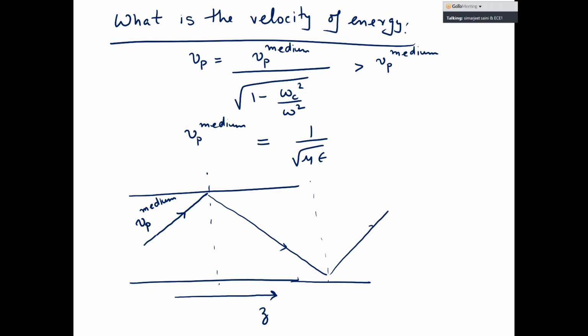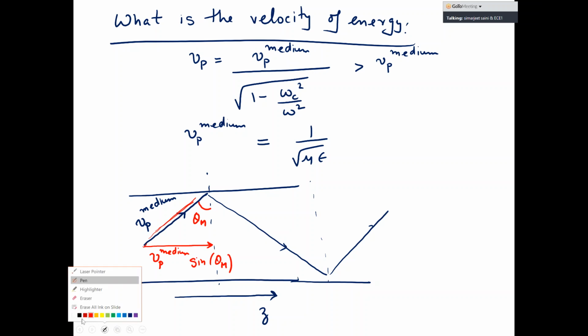So all I have is Vp medium, so there is this wave which is traveling in this direction, but I'm interested in knowing how that wave would carry the energy forward. This is the component I'm really interested in, the component which would basically tell me how the energy is going to flow. Again, if I look at theta m, this red component is going to be Vp medium multiplied by sine theta m, just using the projections. And this component is called the group velocity Vg.